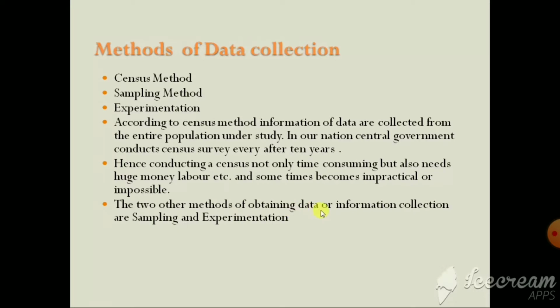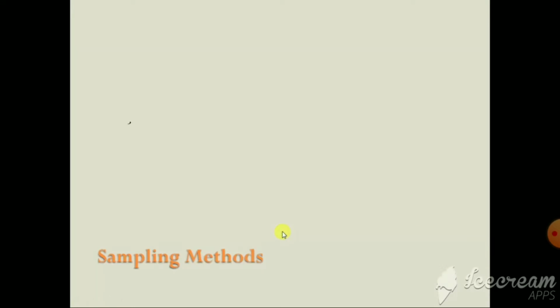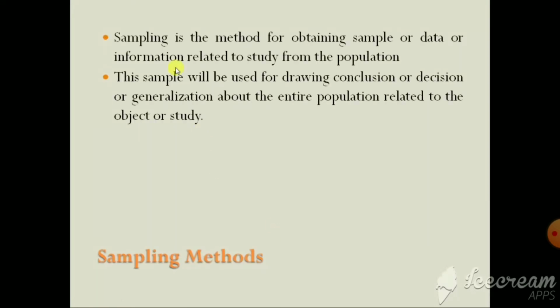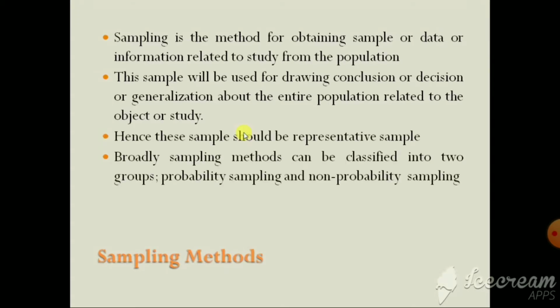The two other methods of obtaining data or information are sampling and experimentation. Regarding sampling methods, sampling, we know, is the method for obtaining sample or data or information related to the study from the population. This sample will be used for drawing conclusion or decision or generalization about the entire population related to the object or study. Hence, this sample should be a representative sample.